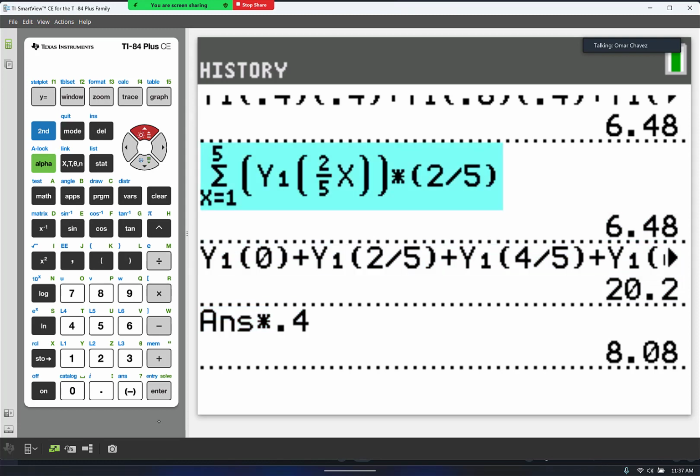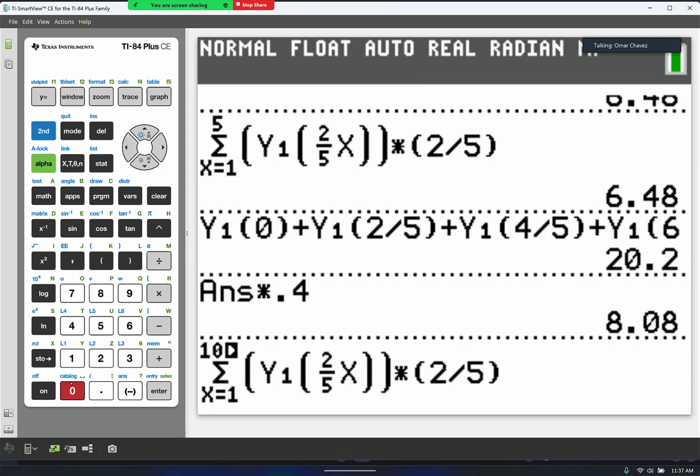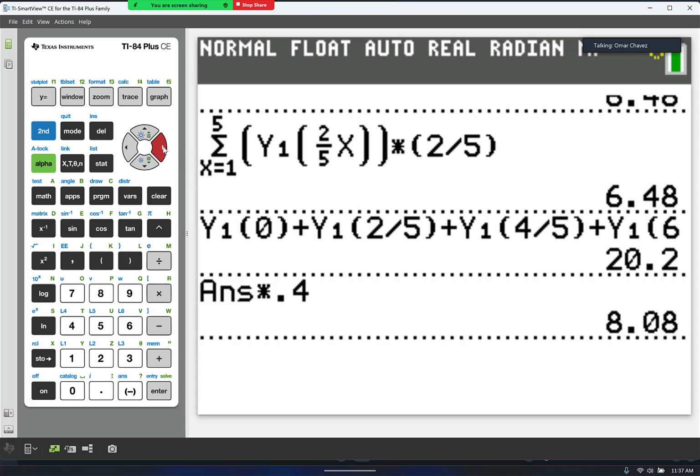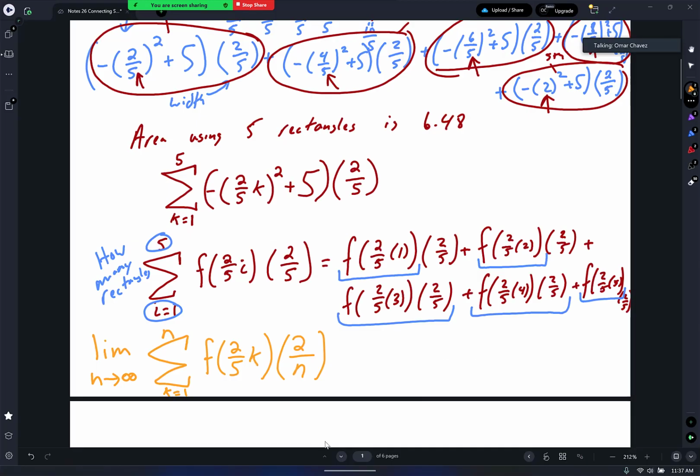So I'm going to put 1,000. Oh, you know what? I have to change that fifth. It's not 2 over 5 anymore. So this is wrong. See, good thing we did it. If I have 1,000 rectangles, my delta x is not 2 over 5. It's 2 over n.